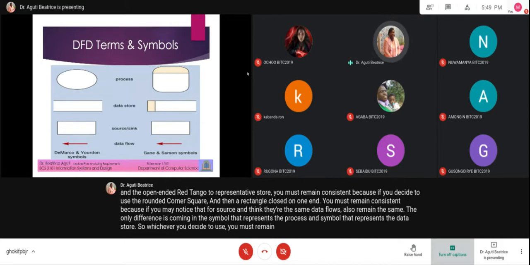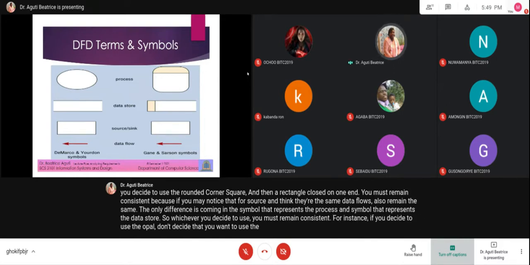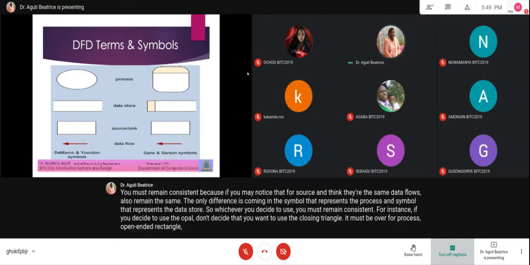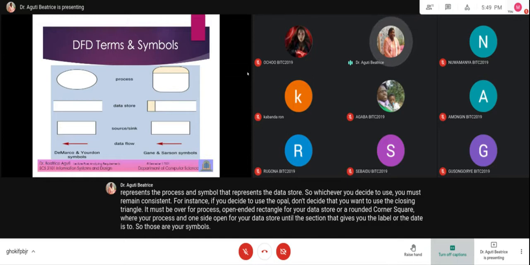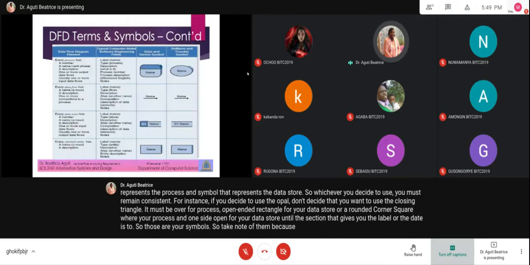For instance, if you decide to use the oval, don't decide that you want to use the closed end rectangle. It must be oval or a rounded corner square for your process, and one side open for your data store, and the section that gives you the label for the data store. So those are your symbols. Take note of them because you're going to use them. So here they are in detail.